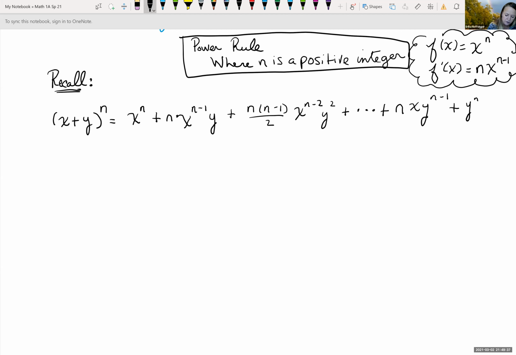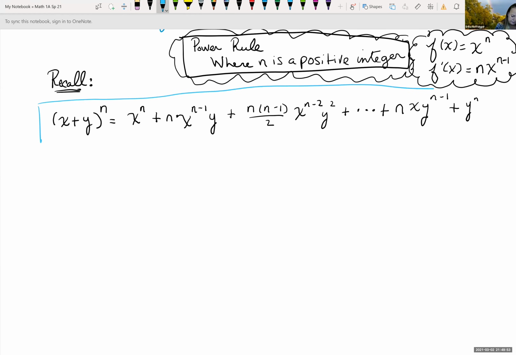So I want to go through and try to prove that that is always going to be the case by looking at the formal definition of a derivative. And while we do that, it's helpful to know this rule, the binomial theorem. You might not have covered it. You might have covered it in your algebra class. But we need to use that rule in order to do this. Okay, so let's prove that.